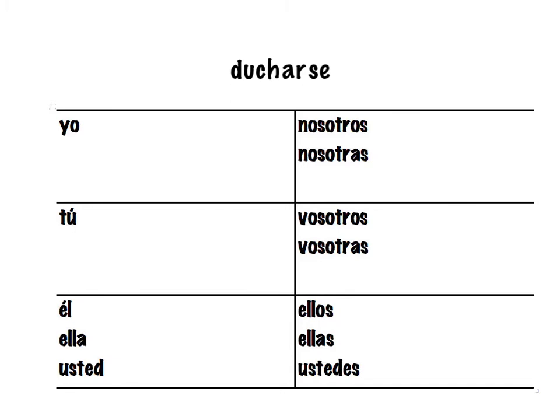Okay, let's try conjugating ducharse, which means to shower, and let's do it in the present tense just to keep things easy. First of all, we have to figure out, is it an AR, ER, or IR verb? The easiest thing to do is to take the se off the end and just kind of hold it for a while, okay? We're going to turn it into those reflexive pronouns. Do you remember them from the previous screen? Yo, what's the one for yo? Me, how about tú?